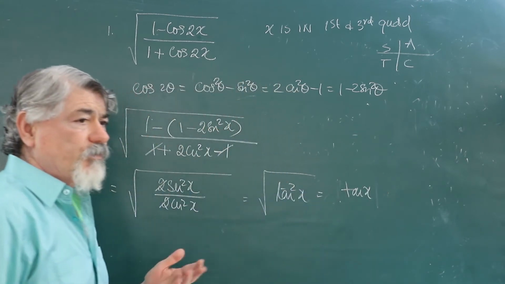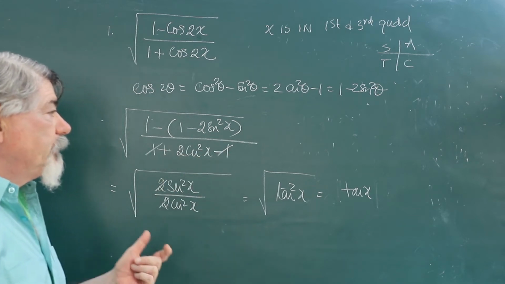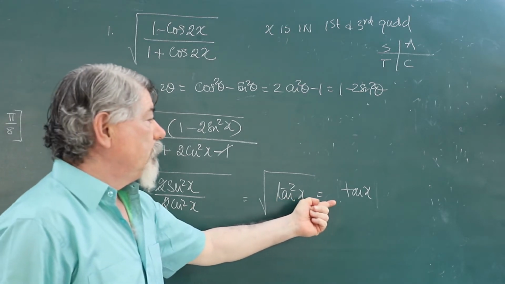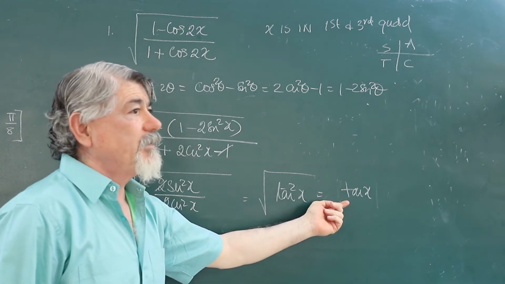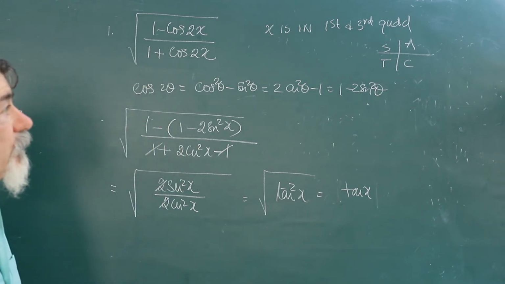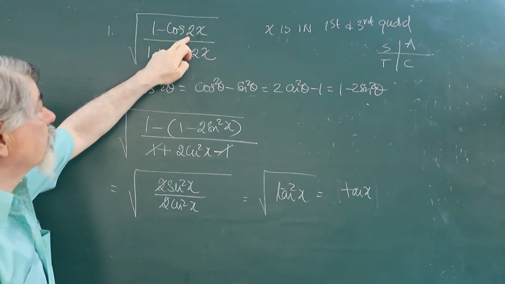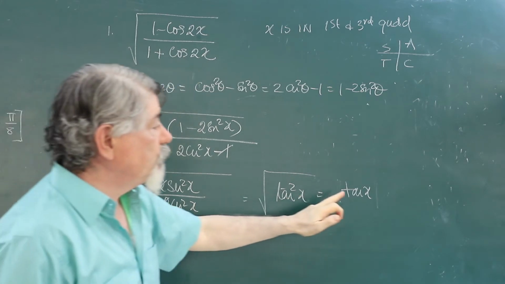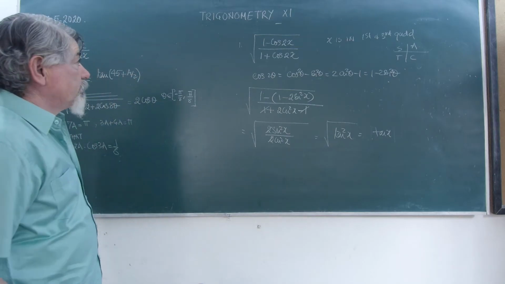Whenever you take a square root, you take the modulus of that. Tan square x under root is equal to tan x. So tan x is positive because we are talking of the first and third quadrant. So under root (1 minus cos 2x) upon (1 plus cos 2x) will be equal to tan x. That is the first question. Now let us see the second question.